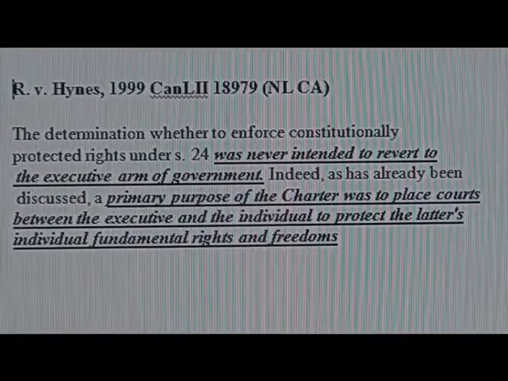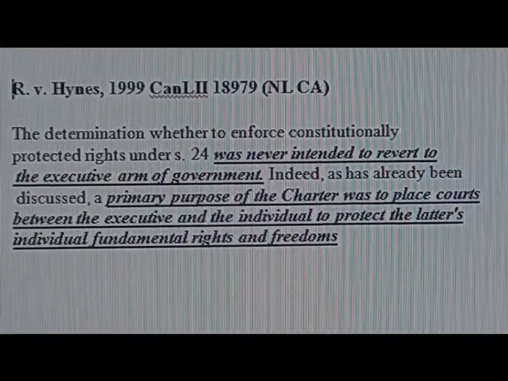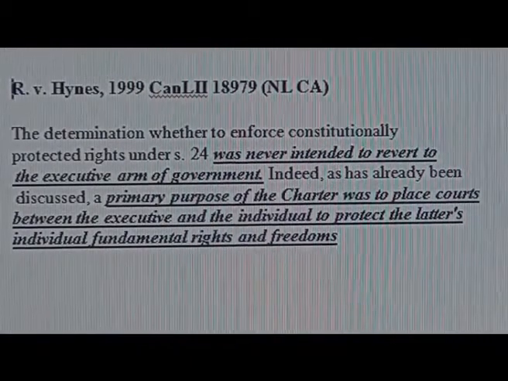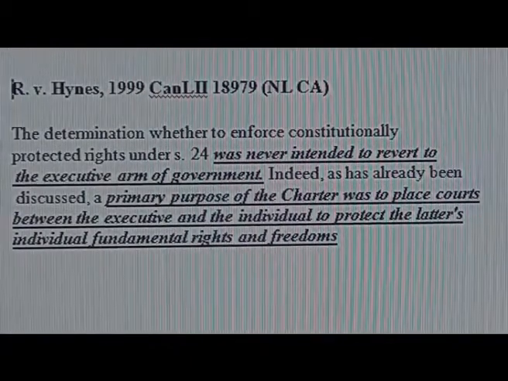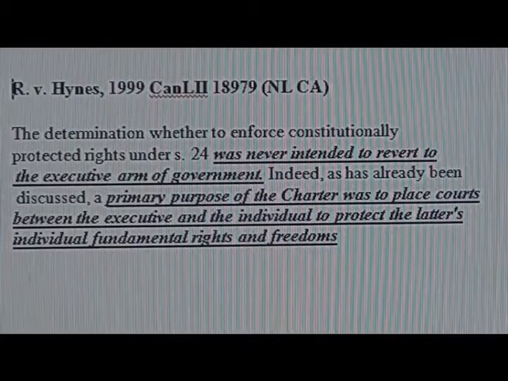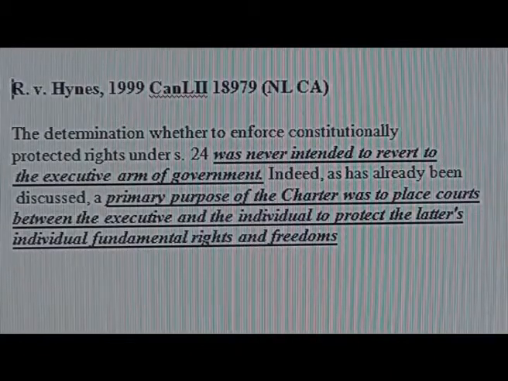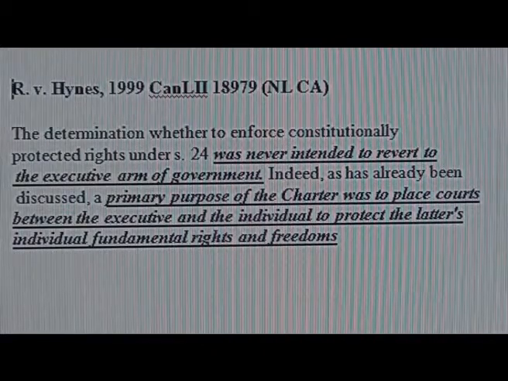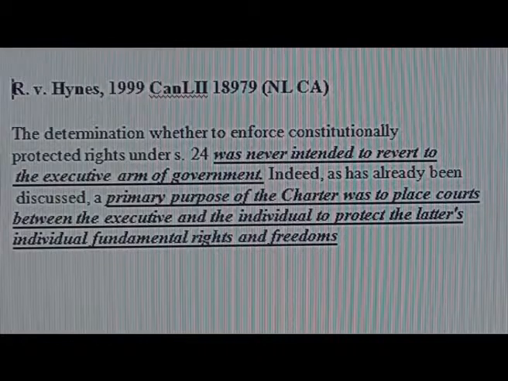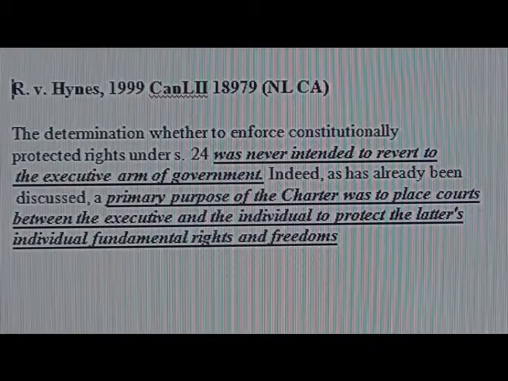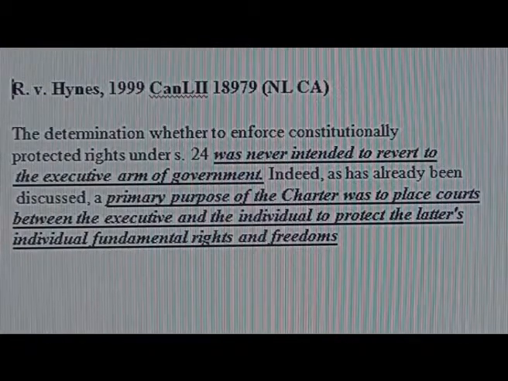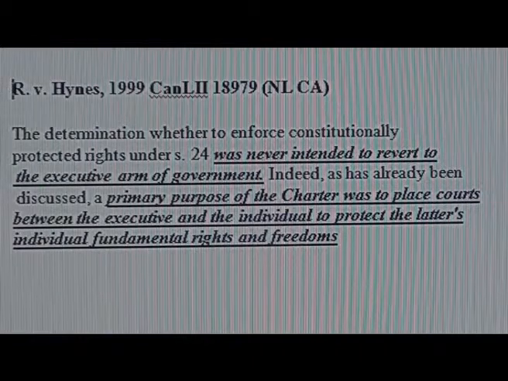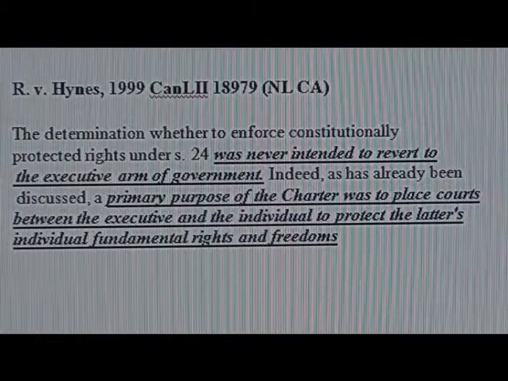R. versus Haynes, another judgment, states the determination whether to enforce constitutionally protected rights under section 24 was never intended to revert to the executive arm of the government. Indeed, as has already been discussed, a primary purpose of the Charter was to place courts, notice that, courts, between the executive and the individual to protect the latter's individual fundamental rights and freedoms.